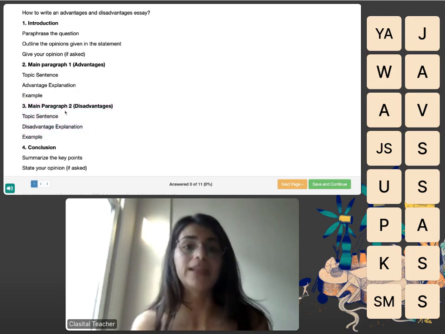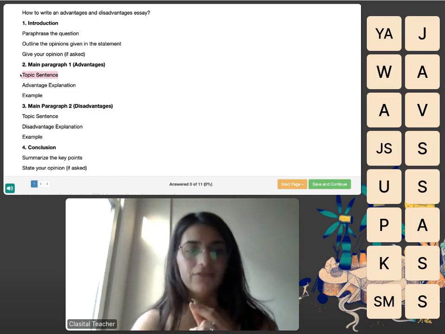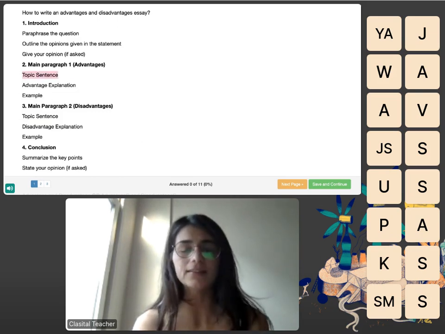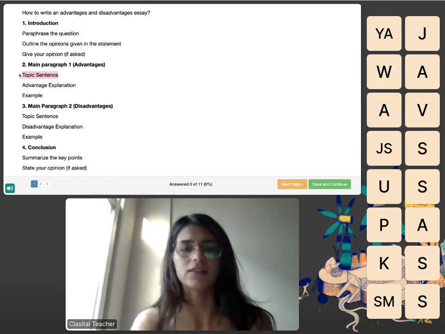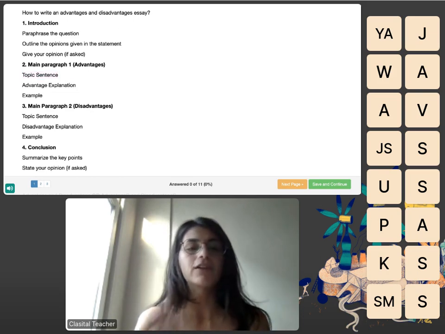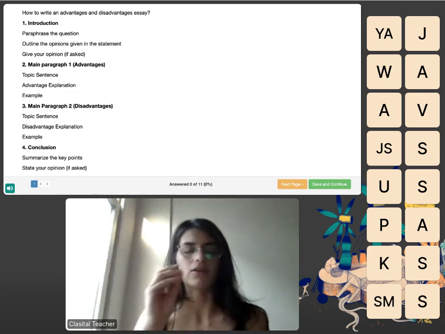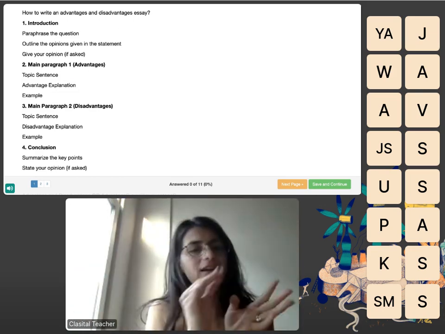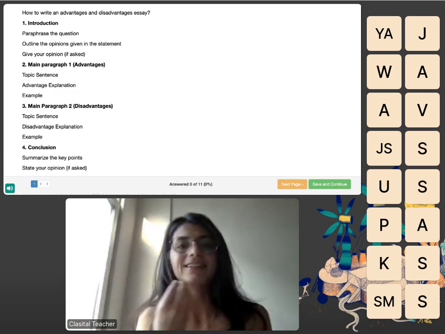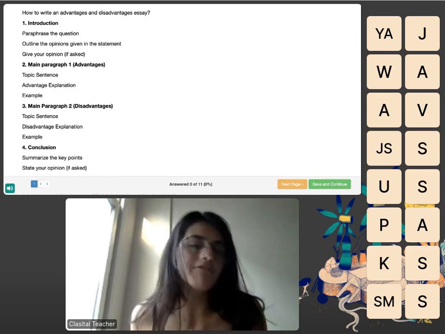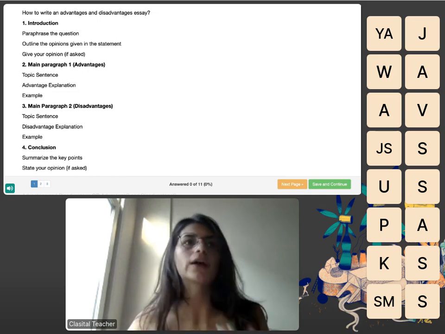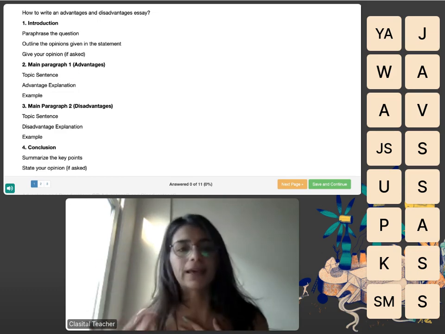And the body paragraphs should be structured with the first sentence being a topic sentence. So the topic sentence is basically where you write the main idea of that paragraph. So for example, a simple, really good topic sentence for the first paragraph can be, one of the advantages of this is that, and instead of this, you write the topic. So this will show the examiner that we're going to write about the advantages in the first body paragraph, and we know what the topic is, what the overall essay question is, basically.